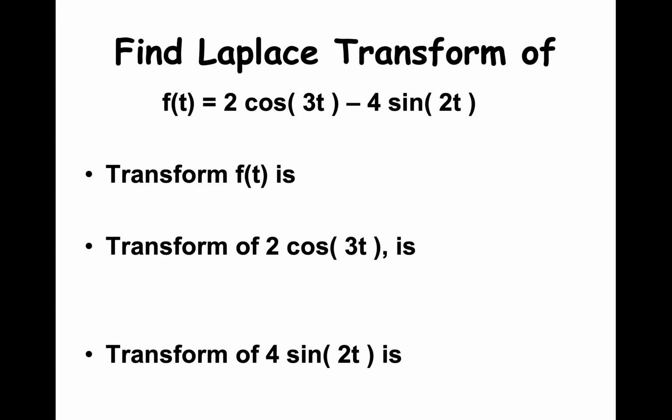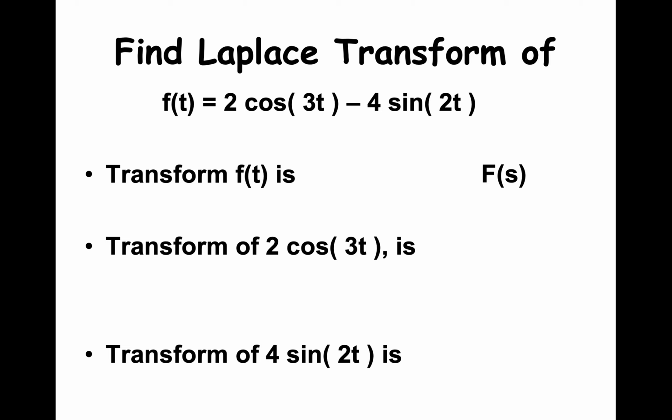Here, we are given the time domain expression ft equals 2 times cosine 3t minus 4 times sine 2t as our second example. Our task is to take the Laplace transform and solve for Fs. The transform of ft is Fs, based on equation 1. Next, we go through the middle column of the table to find sine and cosine expressions. We find them in equations 9 and 10.